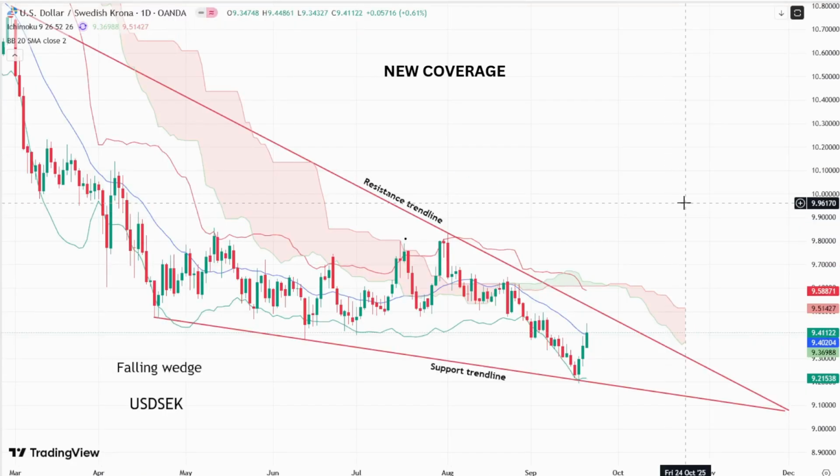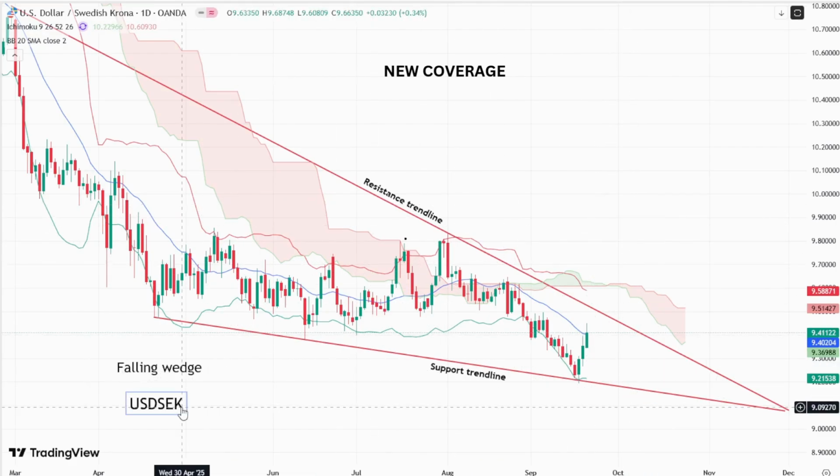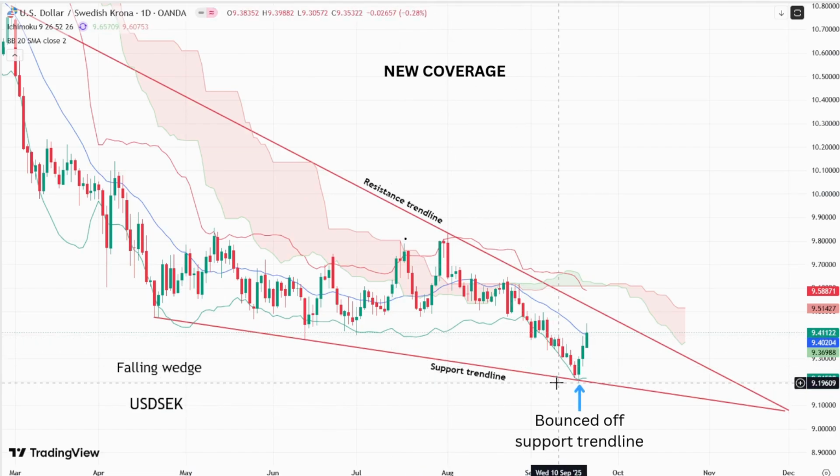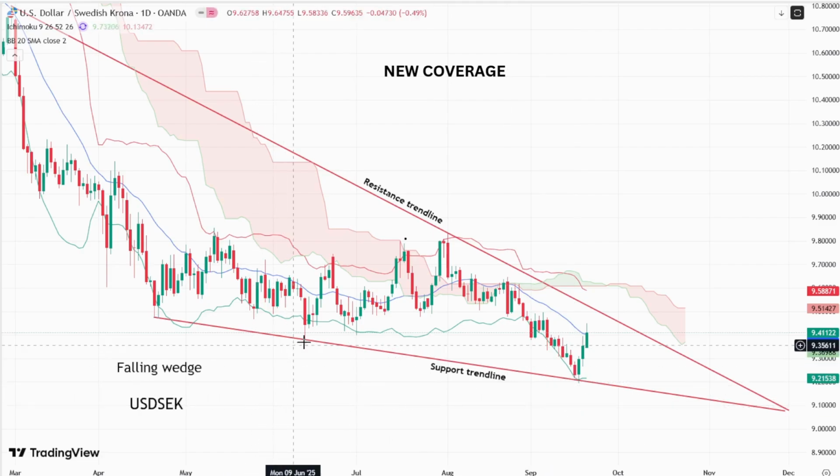There are 2 more falling wedges to cover in this video. Both are Nordic currencies. Dollar stocky, that is the dollar against the Swedish krona, may be forming a falling wedge after bouncing off the support trend line this week. Now note that this is not a newly formed support trend line. This trend line was formed by the low on the 12th of June, and this week's downside just happened to bounce off this trend line again.